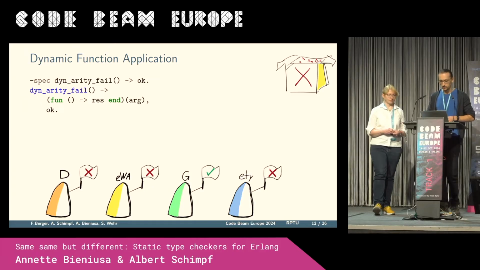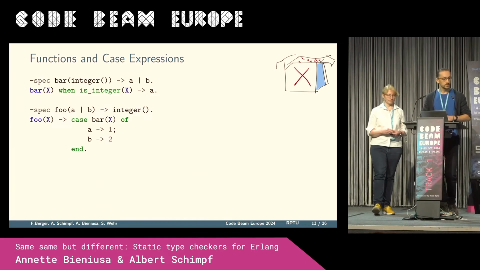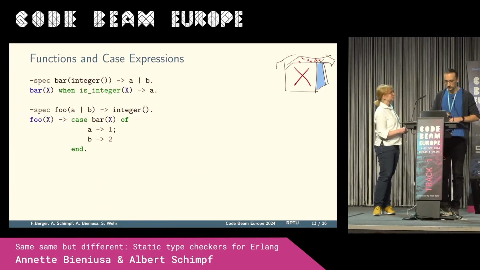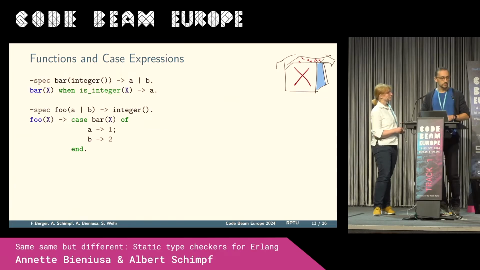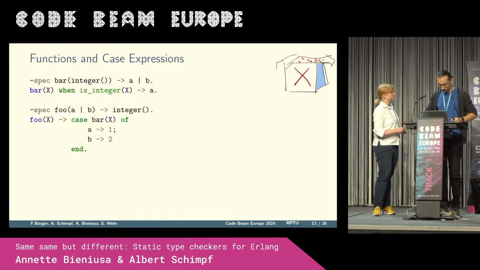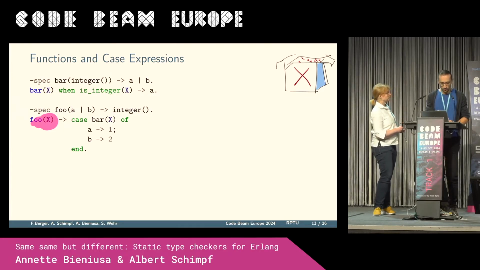Let's take another look at a more involved example. Functions and case expressions, where we have a function foo. Let me see. We have a function foo, which maps something from A or B to type integer. We apply bar, which returns A and B. We pattern match on A and B and return 1 or 2. This is valid.